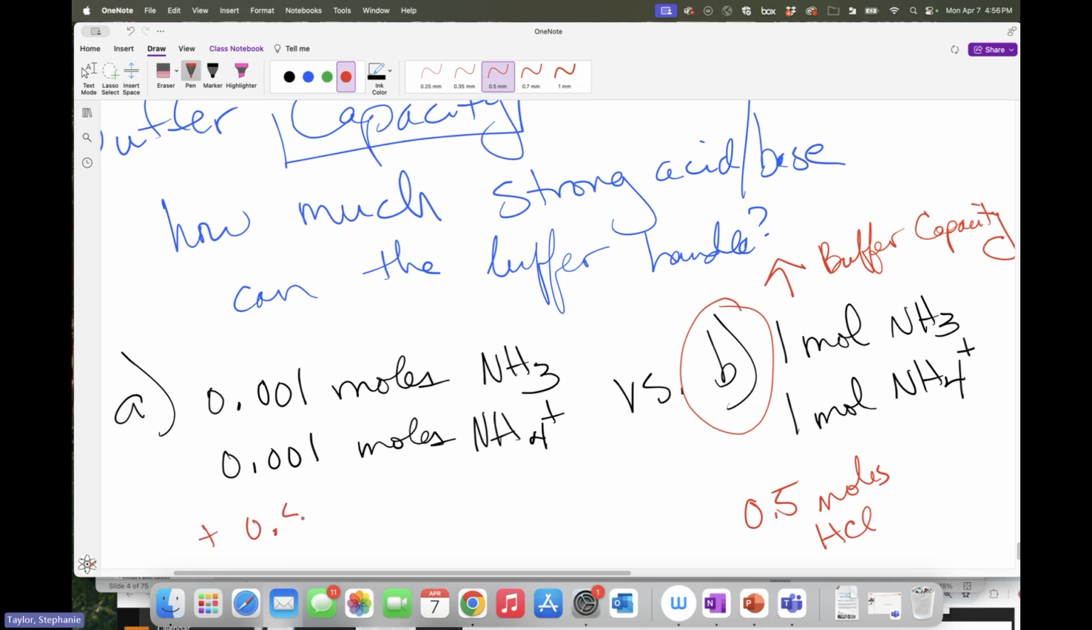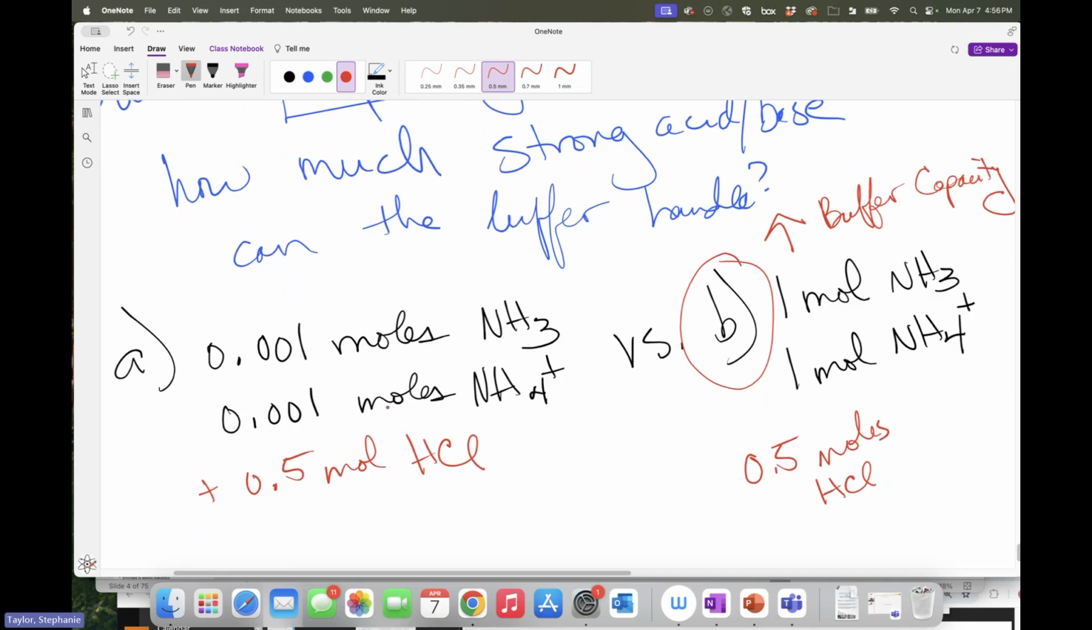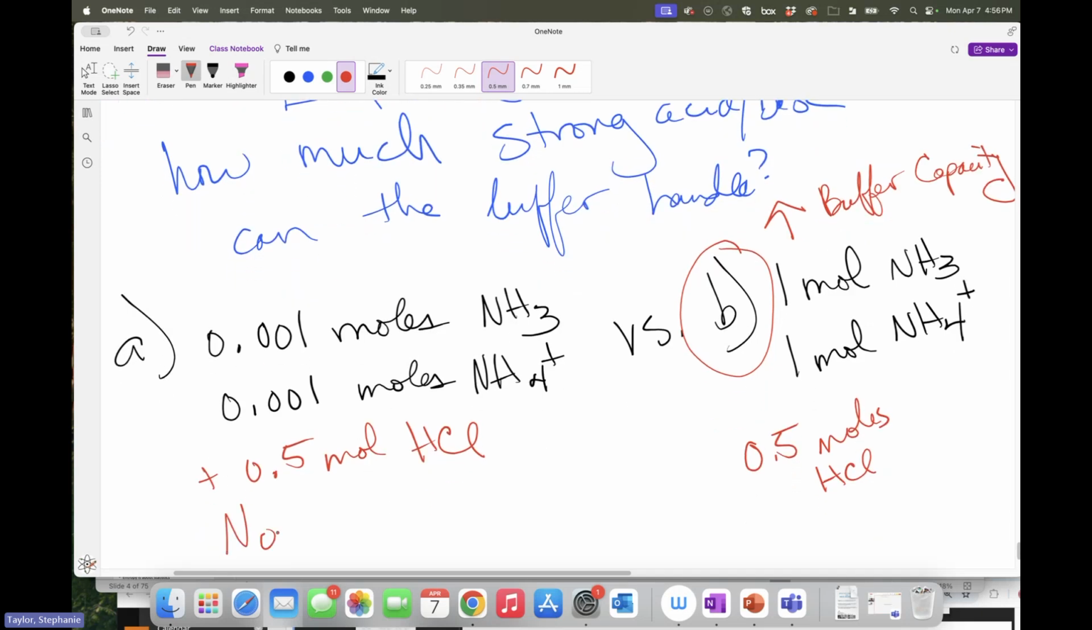If I add 0.5 moles of HCl, I don't have a buffer anymore on A. No more buffer. I would have reacted away all of the buffer. I would have exceeded my buffer capacity. So buffer capacity is just all about how many moles of the buffer you have, and therefore what's actually present. So how much strong acid or strong base could it handle? So that's buffer capacity.